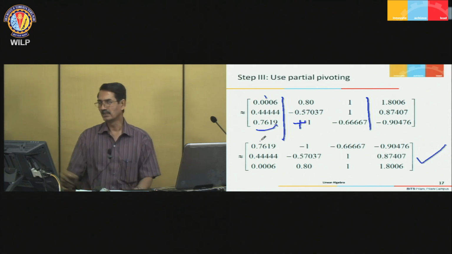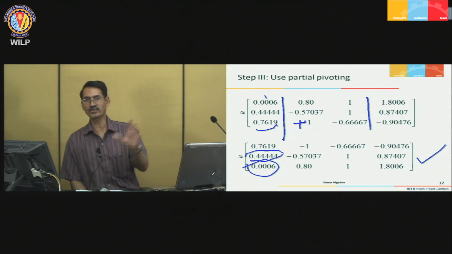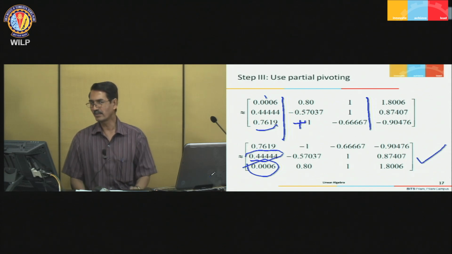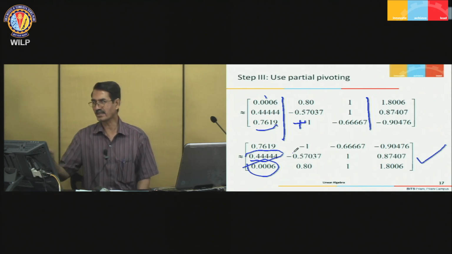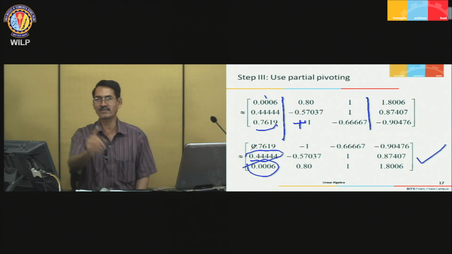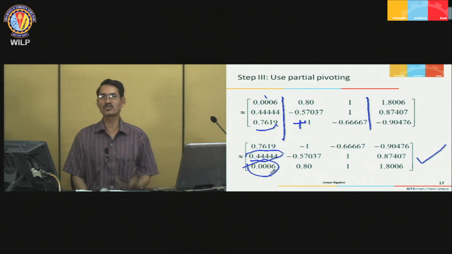Then what is the next step? Below this pivot element, every element should be 0. So, this should be 0 and this should also be 0. Create 0. How to create 0? See again the Gauss elimination method. Find multipliers. How will we make this one 0? Multiply the first row by 0.4444 divided by 0.7619, then subtract from the second row. You will get 0 here. Again, for here, multiply the first row by 0.0006 over 0.7619, then subtract it from the third row, and you will get 0 here. So, 0 is created.